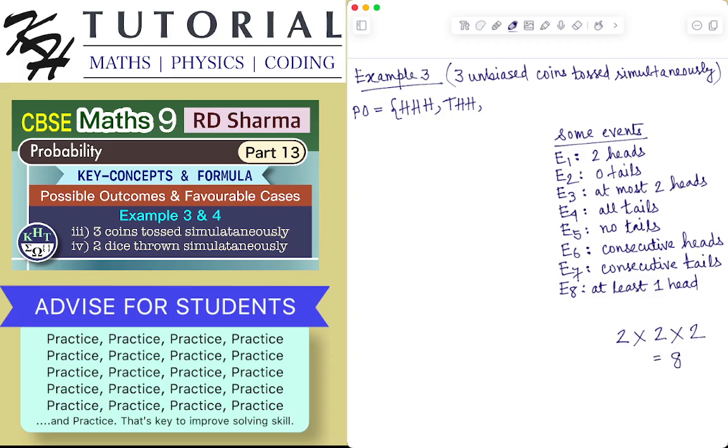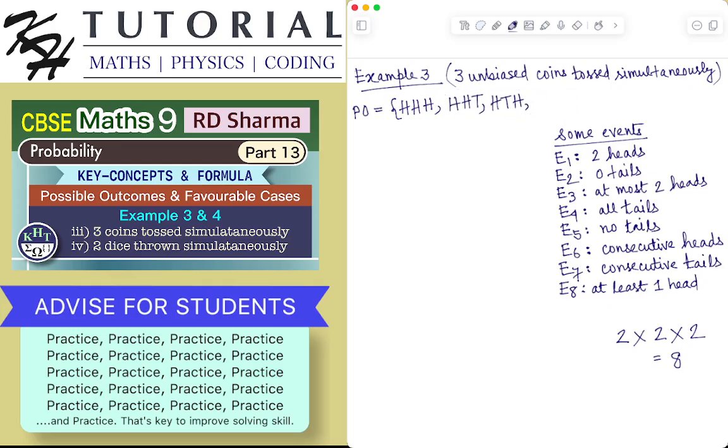Now we have head, head, tail, and then head, tail, head. Let's systematically write the possible outcomes. Please give me a few seconds.